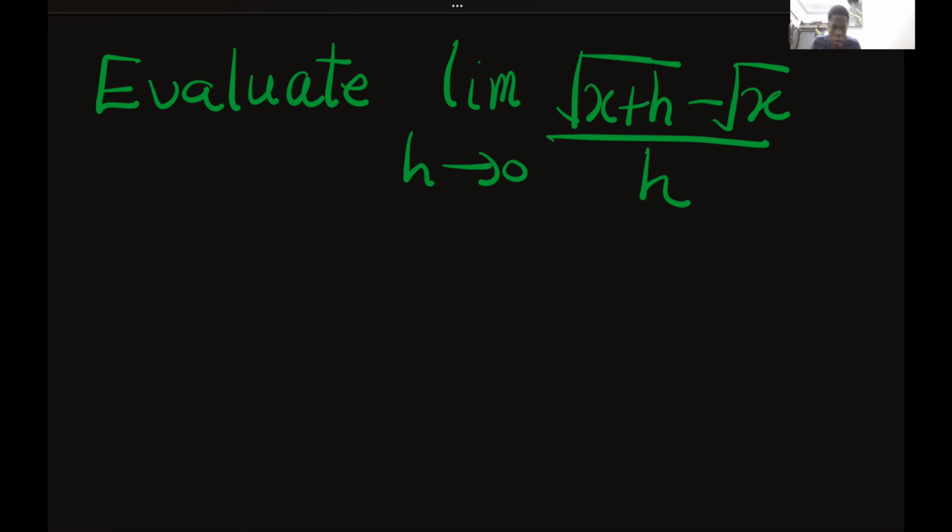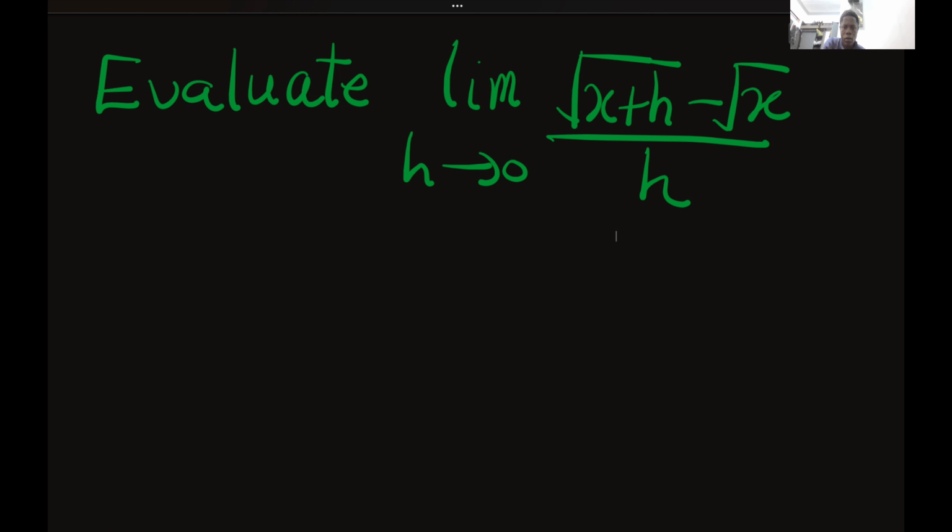We have a problem here, and I would like us to find the solution to this particular problem. We have to evaluate the limit of square root of x plus h minus square root of x, divided by h, as h approaches 0. So it means here our input is h. Our input is what? h. So x here is considered as a constant. So how do we go about it?